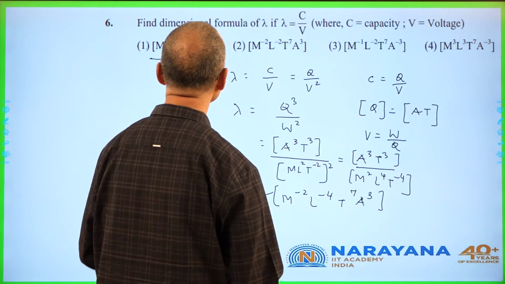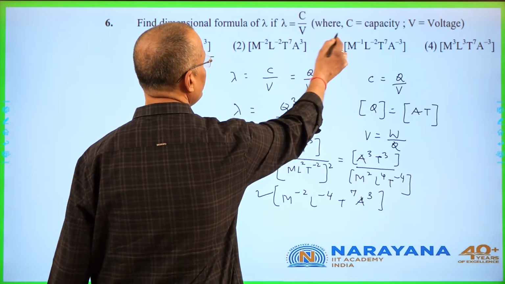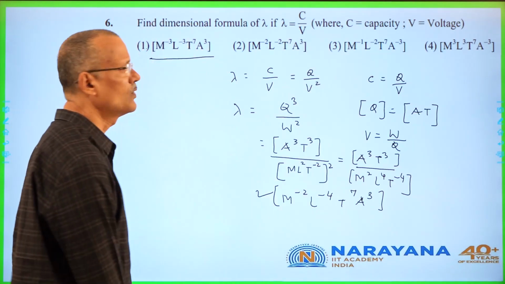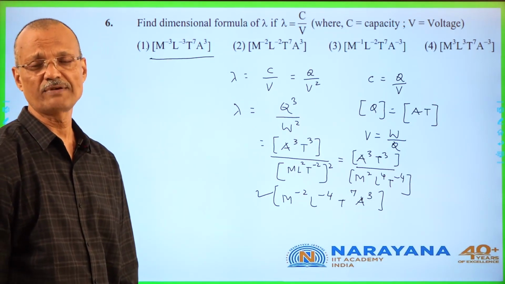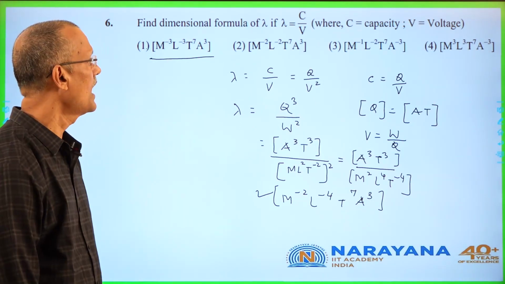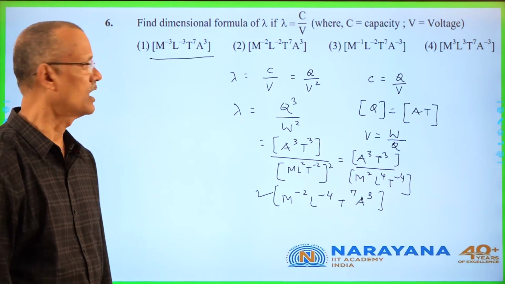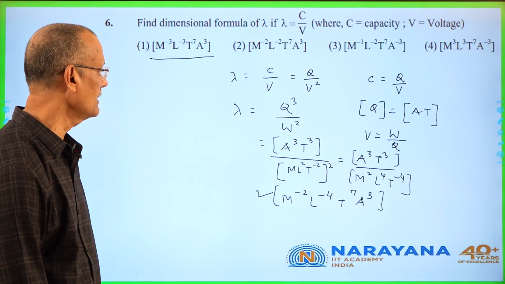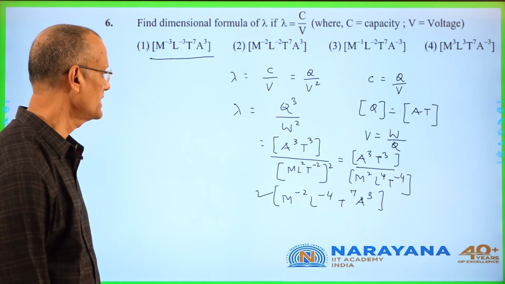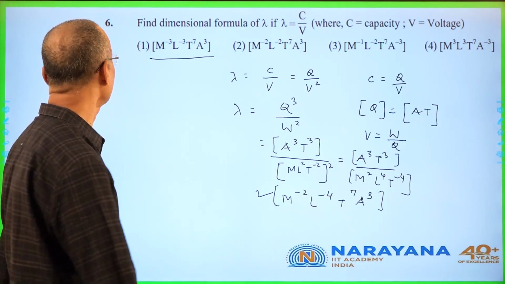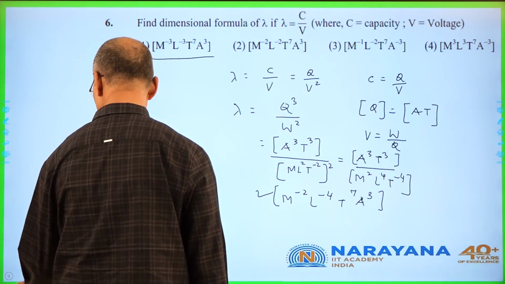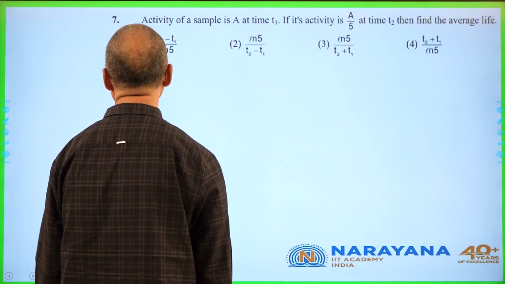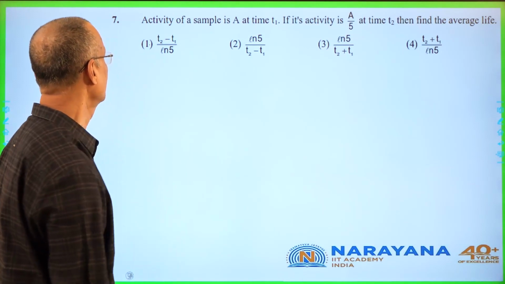Simple. C by V, C is capacitance, V is voltage. Capacitance you have taken Q by V, and voltage is work done per unit charge. Work done ML2 T minus 2 you have taken, Q is AT. Calculation once you will check. Now let us move to next question. I am now on question number 7.